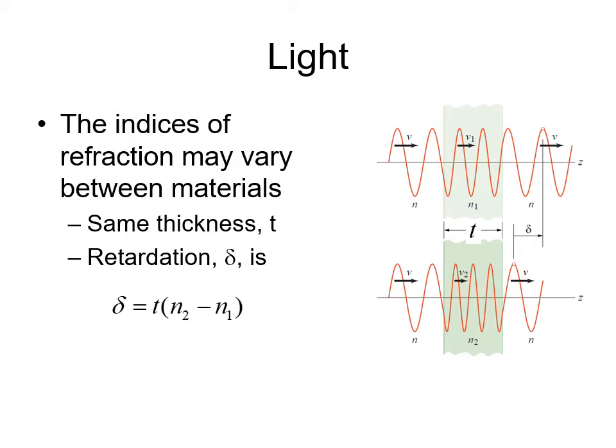These indices of refraction may vary between different materials. Thickness may stay the same, but the material properties are different. We have a retardation, delta, given by this relationship: T times N2 minus N1. T is the thickness of the material right over here, and here's our delta term. Again, we have V1 and N1 for the material up here, but down here we have a different material, even though it's the same thickness, with a V2 and an N2 associated with that material, whereas in the top material we had a V1 and an N1 associated with it.